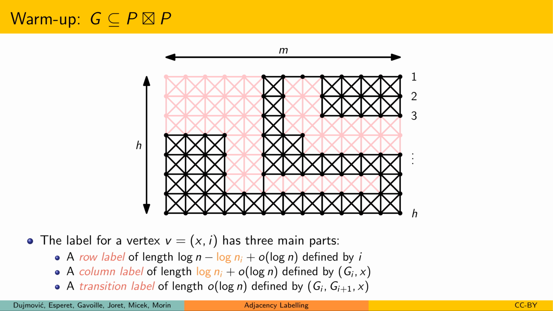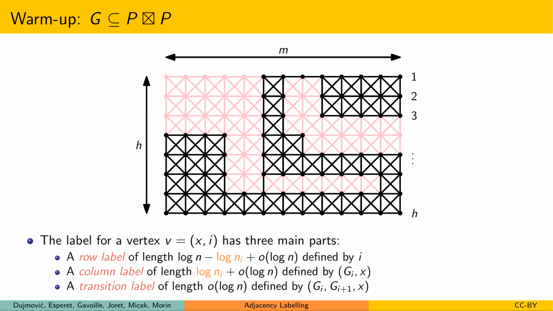minus log of ni. The column label of V is designed so that given the column labels of two vertices in the same row, we can test if U and V are adjacent in G. The column labels are designed so that each vertex in row i receives a column label of length roughly log ni. In this way, the total length of the row and column label for V is roughly log n. The discussion so far already highlights the main difficulty.